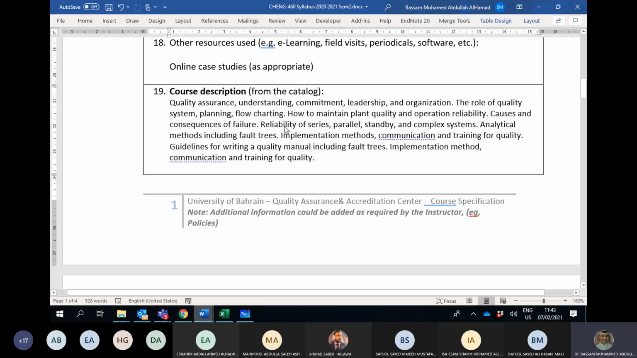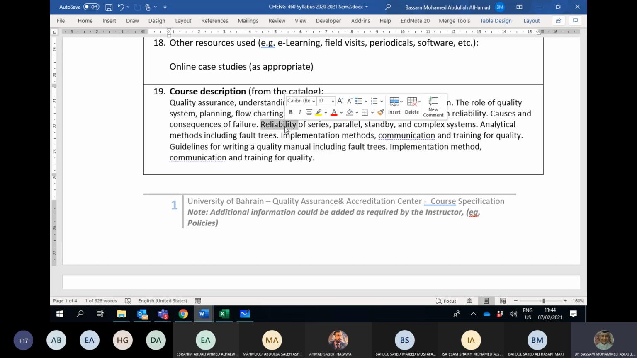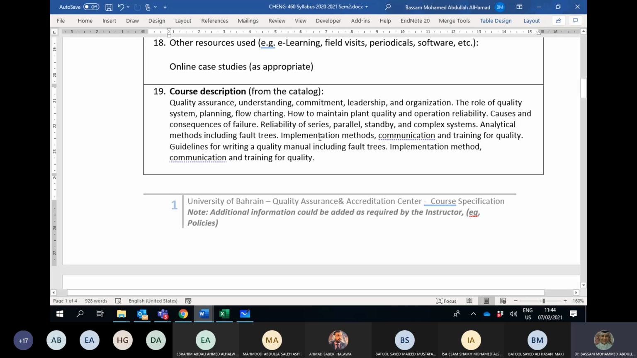If the reliability is low, say 20%, is this good for a system or is it bad? Now, how can you improve the reliability of the system, by making it 90% instead of 20%? So we are going to study this as well. Fault tree diagrams, something to do with errors and problems, and we are trying to solve them. Implementation methods, communication, guidelines for writing a quality manual. We are going to study the quality manual, the ISO. You don't have the word ISO here, but we are going to study it in detail, which includes all these parts here.